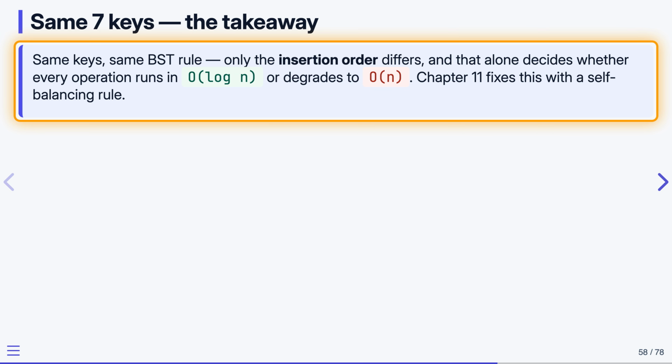Same keys, same search tree rule. Only the insertion order differs, and that alone decides whether every operation runs in big O of log n or degrades to big O of n. Chapter 11 fixes this with a self-balancing rule, so the shape is no longer left to luck.